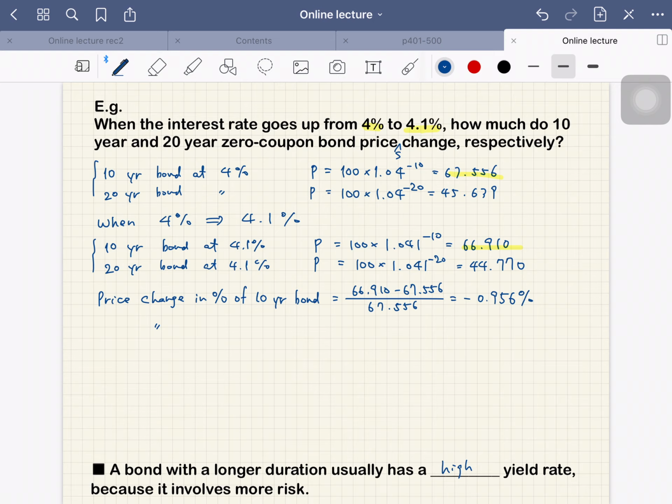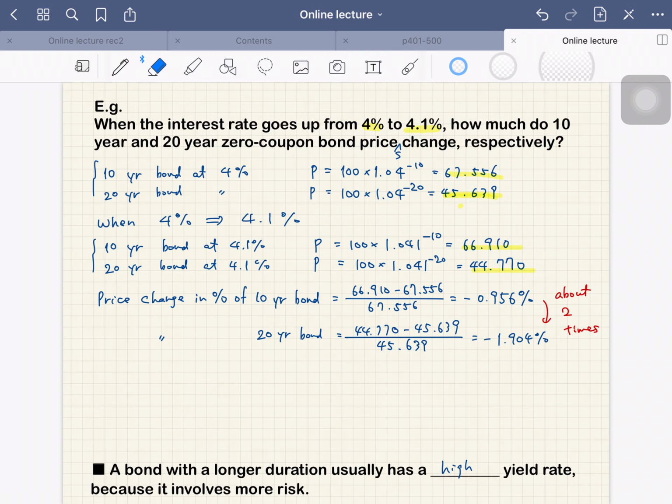Okay, so how about price change in percentage of the 20-year bond? We expect this to almost double. But actually, this is this number minus this number over this number: 44.770 minus 45.639 over 45.639. And this becomes negative 1.904%. So actually, this is almost twice as large as this, approximately 2 times. So now you can see that the price sensitivity is twice as much for the 20-year bond, and duration is also twice as much.